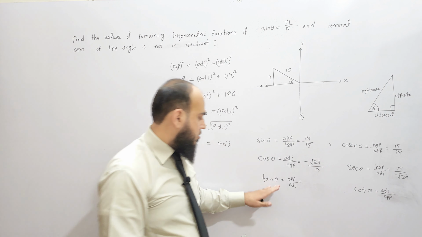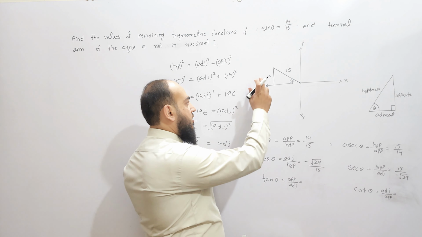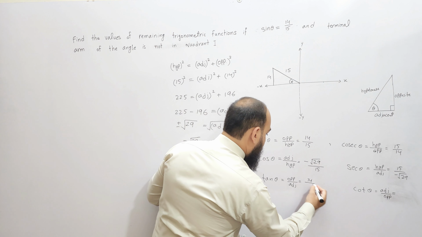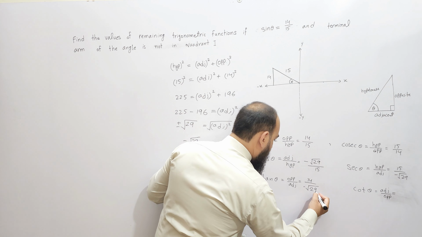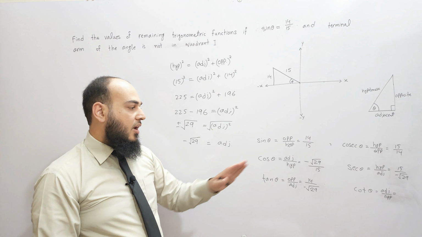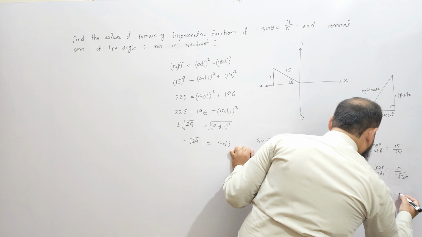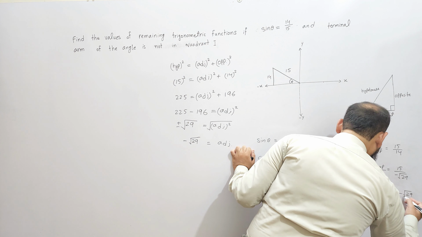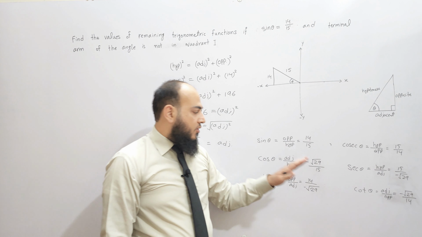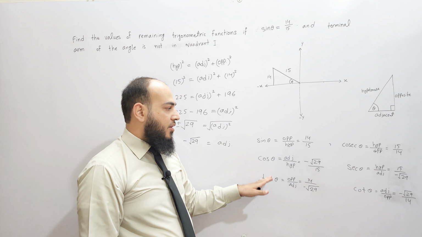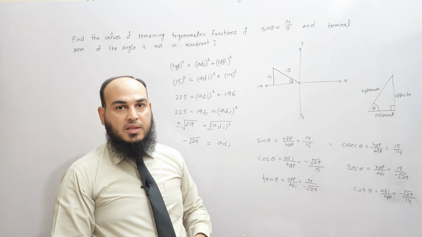And now tan theta is opposite over adjacent. Opposite is 14 and adjacent is minus square root of 29. And cot is the reciprocal of this, so you will write minus square root of 29 over 14. We found all the remaining trigonometric function values with the help of this easy method.